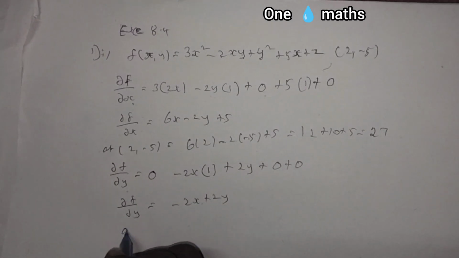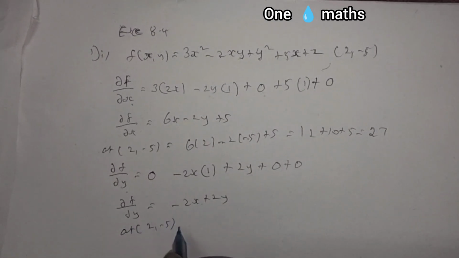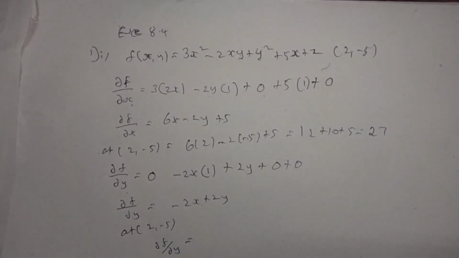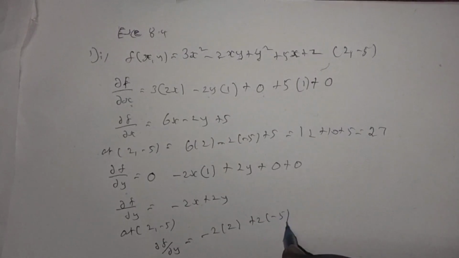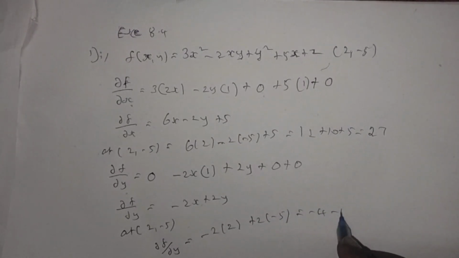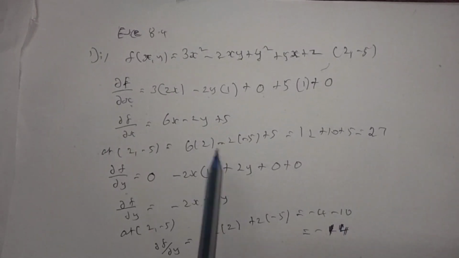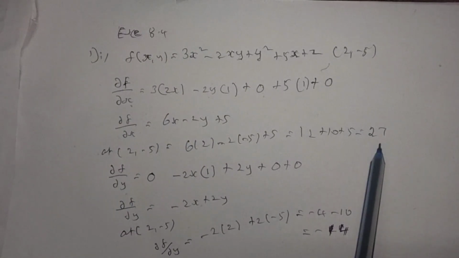Now you go and find the value at (2, minus 5). Now ∂f/∂y equal to, instead of x substitute 2, and plus 2 into minus 5. Then minus 4 and minus 10, it becomes minus 14. So with respect to y, the value is minus 14. With respect to x, that value is 27.